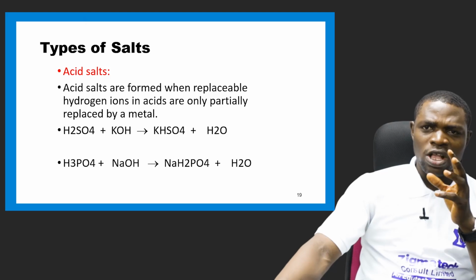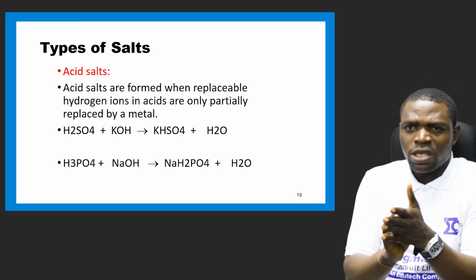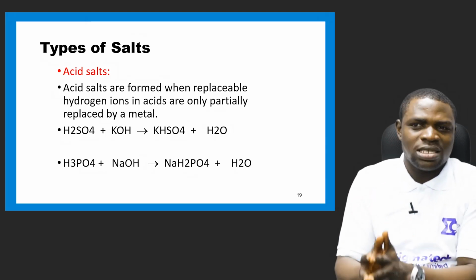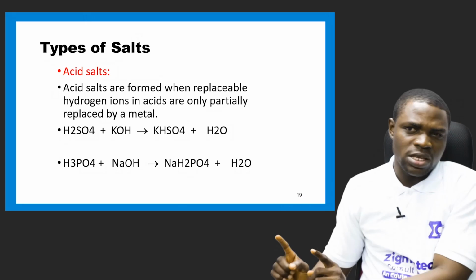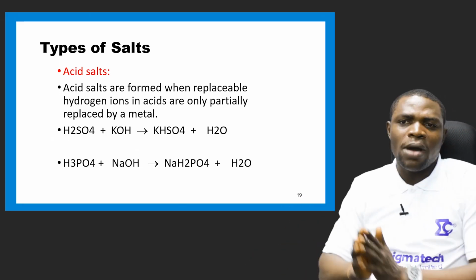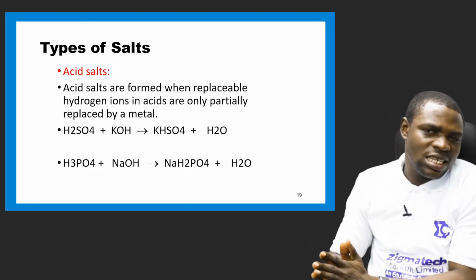Now we also have what we call acidic salts. In some textbooks or online, you see acid salt. It's still the same thing. What it means is this: these are salts that are formed when replaceable hydrogen ions in an acid are partially replaced. They are not completely replaced. They are partially replaced by metal. So we call such kind of salt acidic salts.